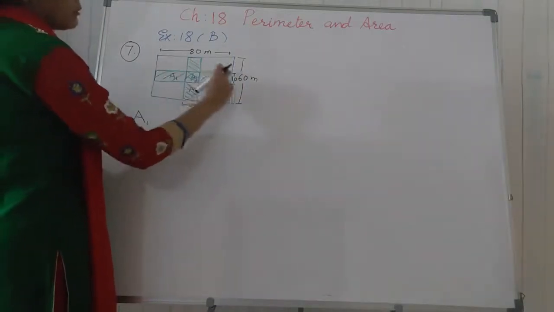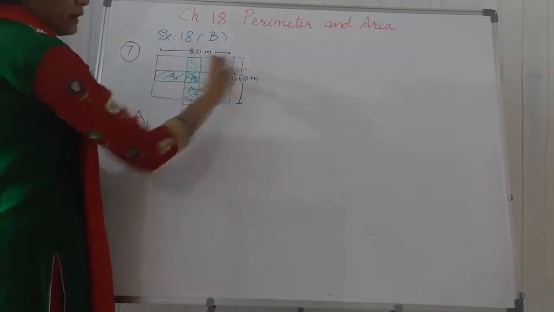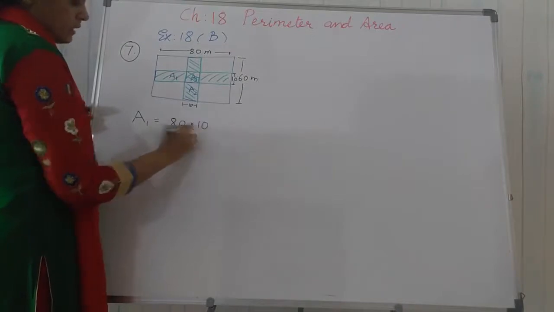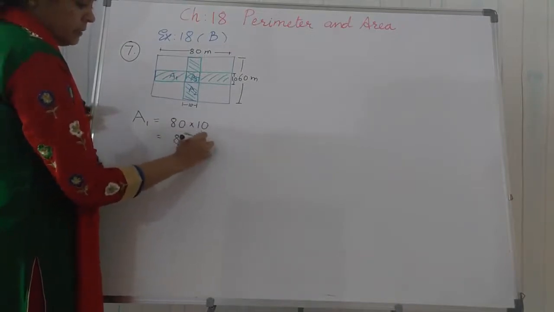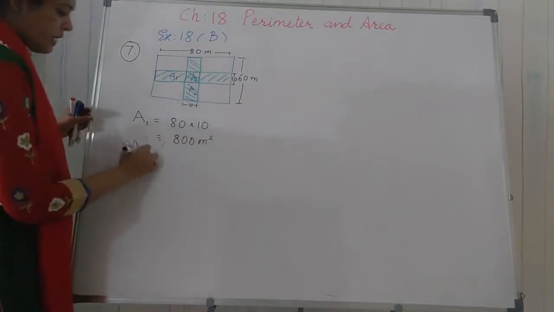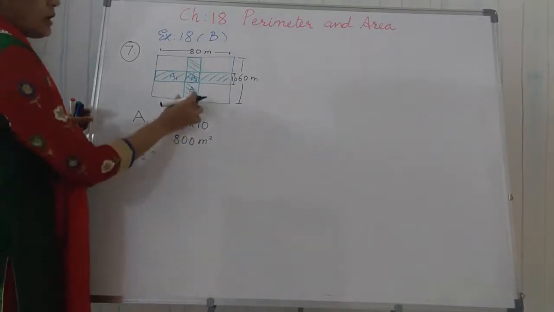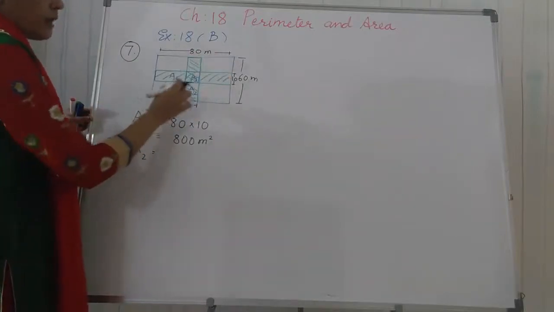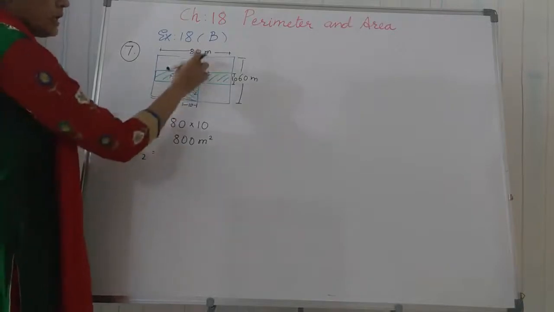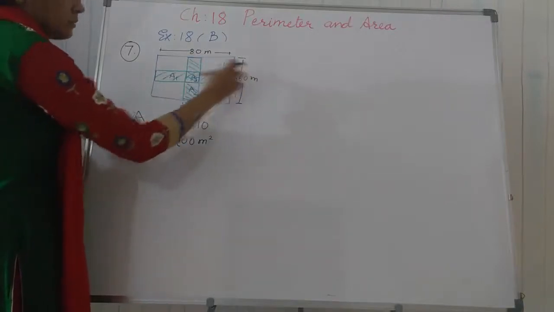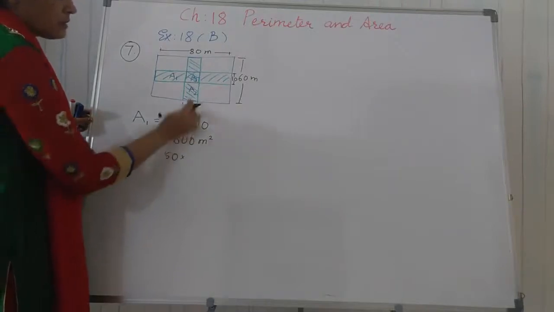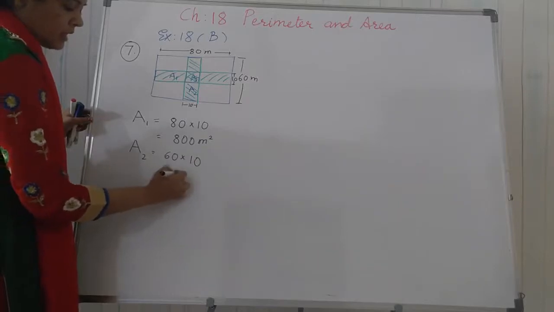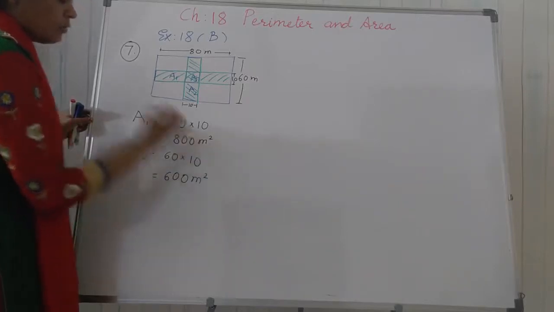Okay. So its length is given to us as 80 meter and breadth is 10 meter. So I am writing 80 multiply 10. That will be 800 meter square. Now I will find A2. This one which is parallel to breadth, that part is our A2 part. For that this length is, so length is 60 meter. And breadth. This is the breadth. You can see 10 meter. So breadth is 10. For that I get 600 meter square A2 value.